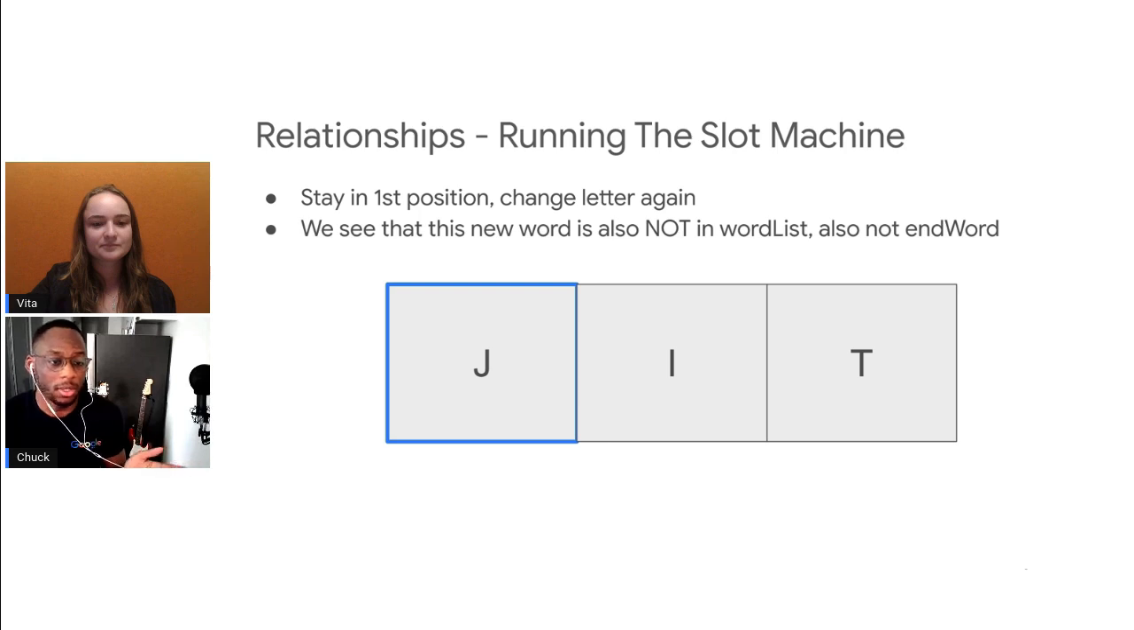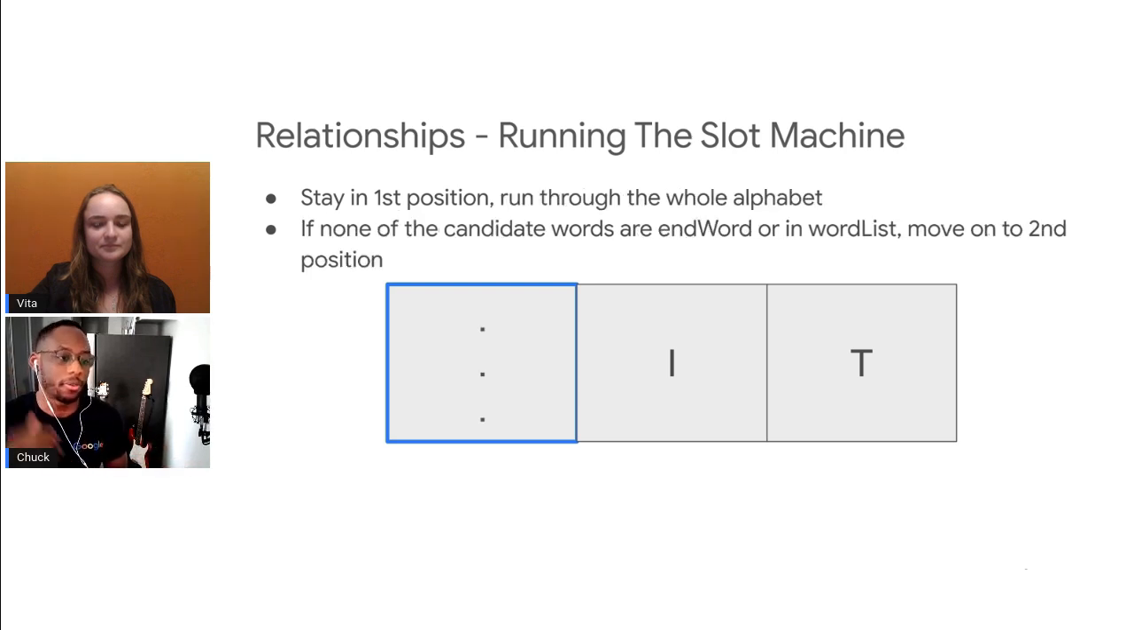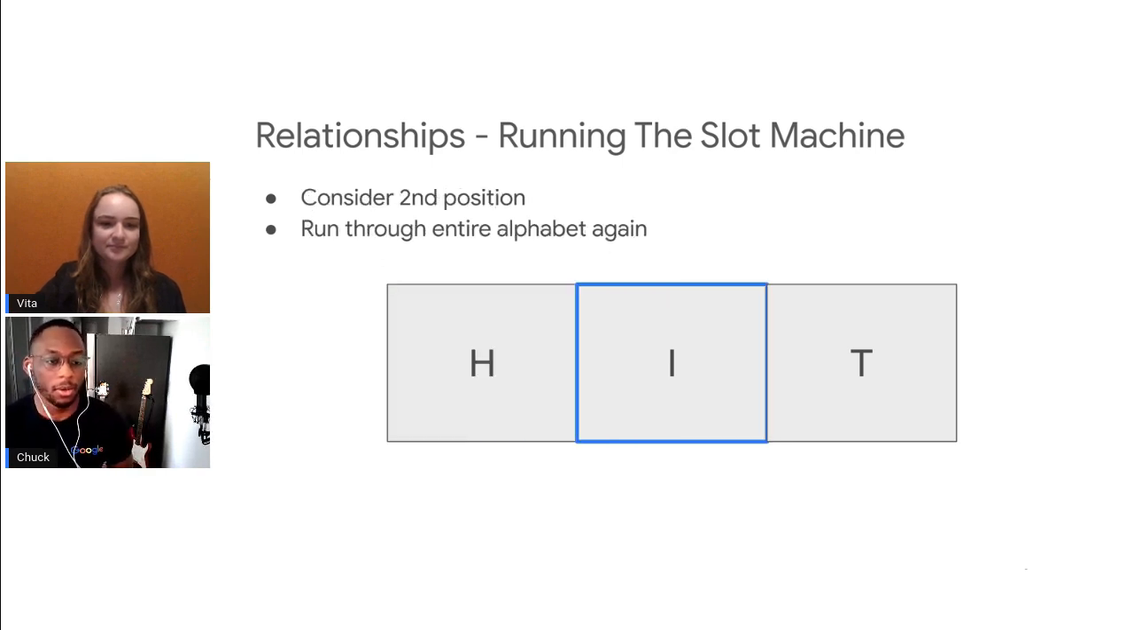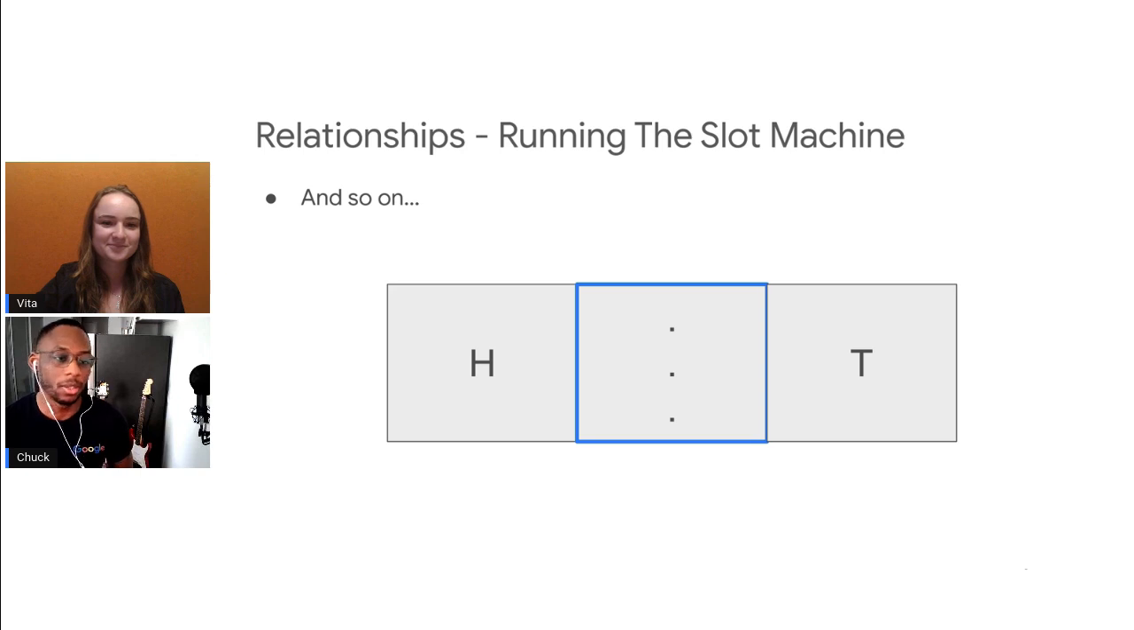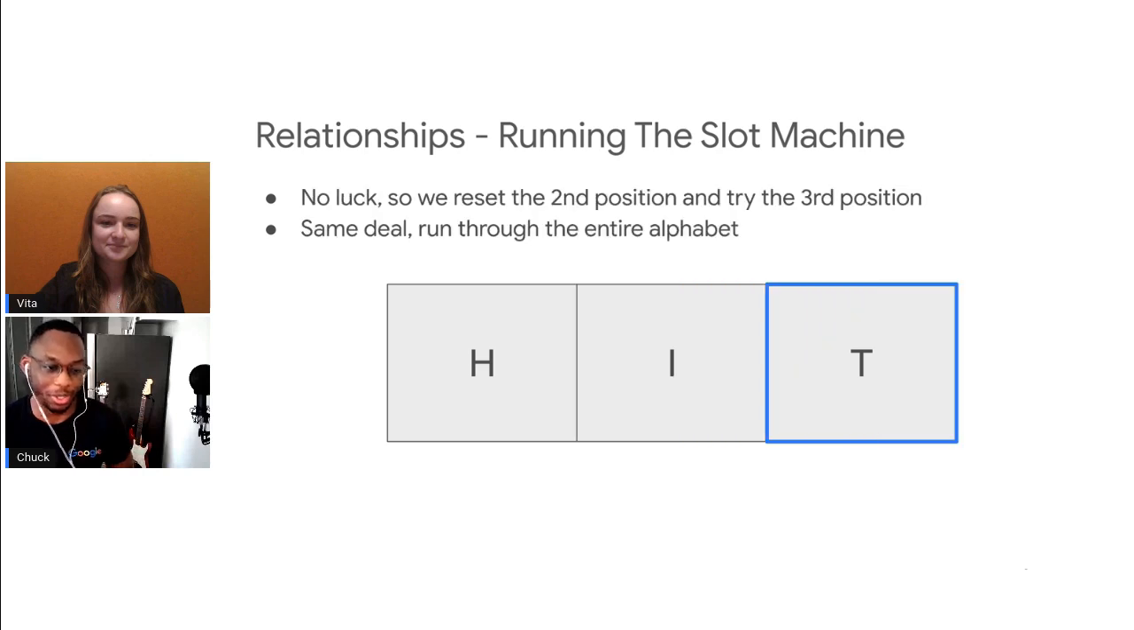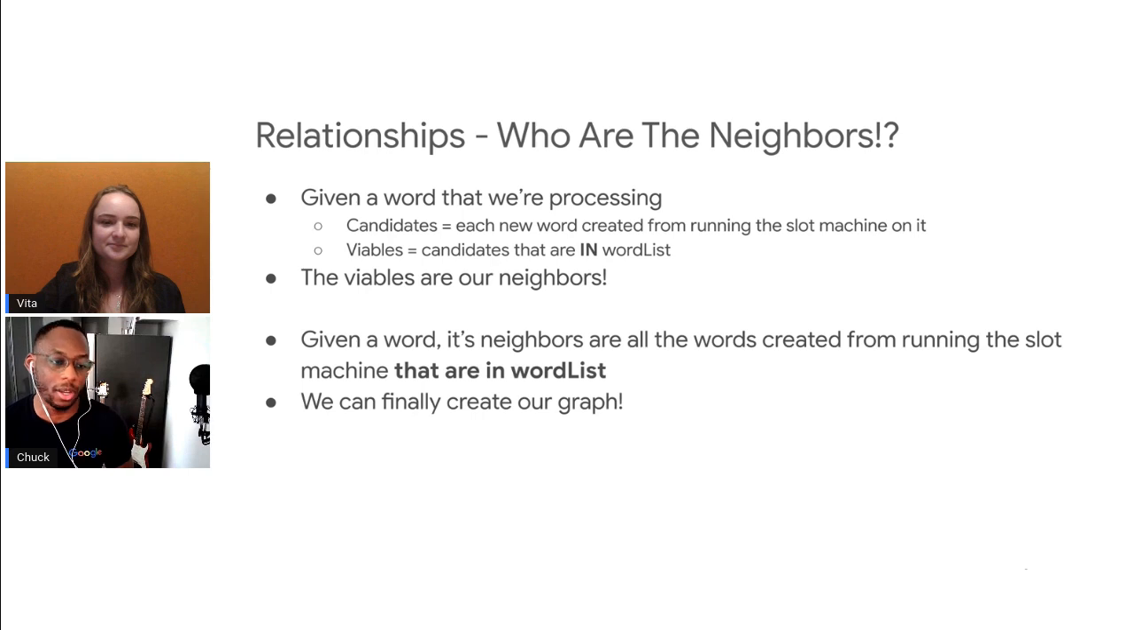However, we'll just keep going. We'll run through the entire alphabet in that first position. And if none of those candidate words are end word or are in the word list, we try with that first position and then check the second position. Second position, same idea. We're going to start from I, then run through the entire alphabet. J doesn't work, nope. K doesn't work, nope. If none of those work, then we go to the third position and do the exact same thing again, run through the entire alphabet.